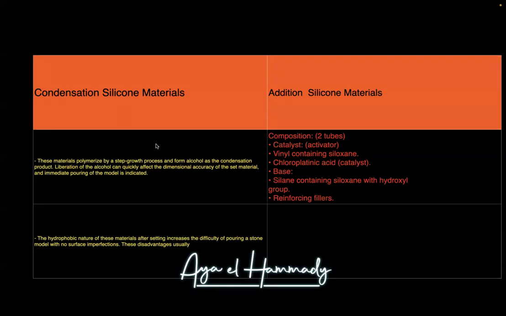But what about here, the addition silicone? Addition silicone here, this is the most expensive one, okay? It has minor dimensional change. Why? Because there is no alcohol here to release, okay? It releases what? It releases hydrogen, okay? And this hydrogen that it releases, it's going to toughen the material up, okay? Is it clear?